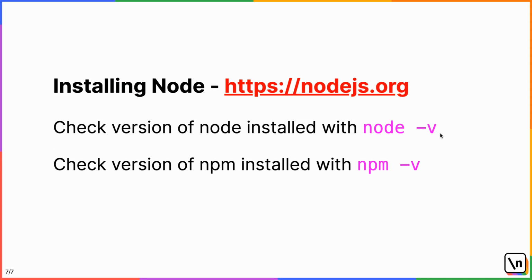An easy way to verify if Node is installed on your computer is to run the following command in the terminal, node -v, which will tell you the version of Node installed. NPM is installed as part of Node, but to also verify its availability, we can check for its version number with npm -v.